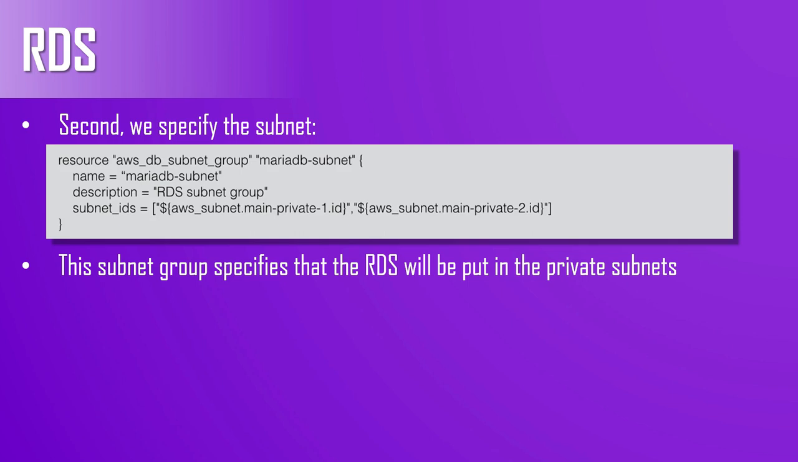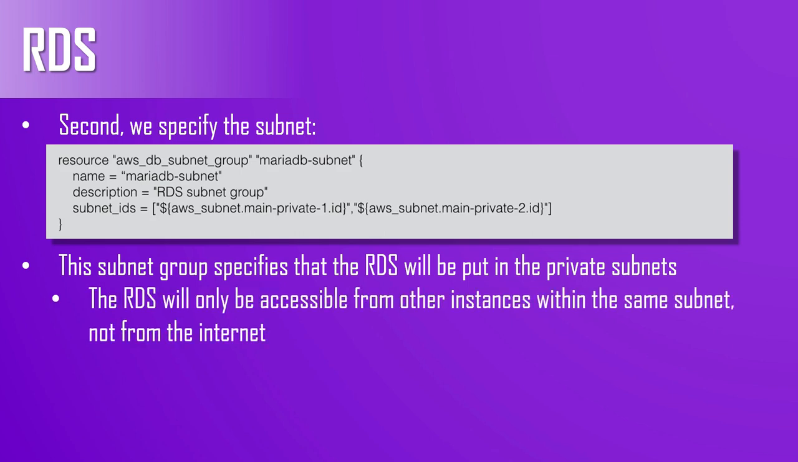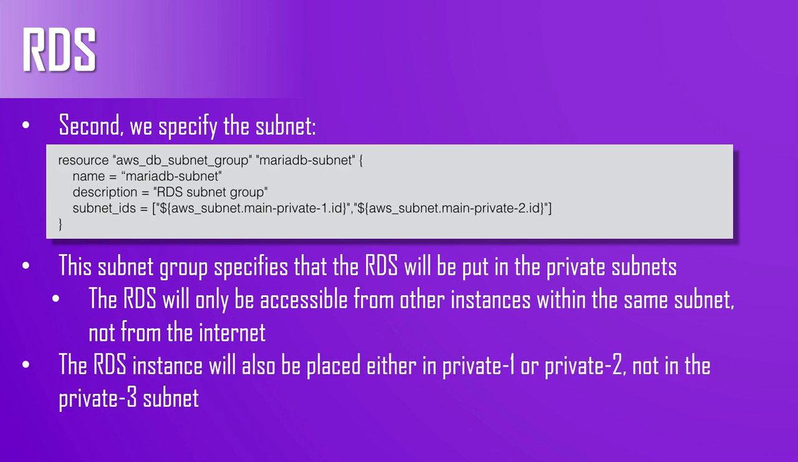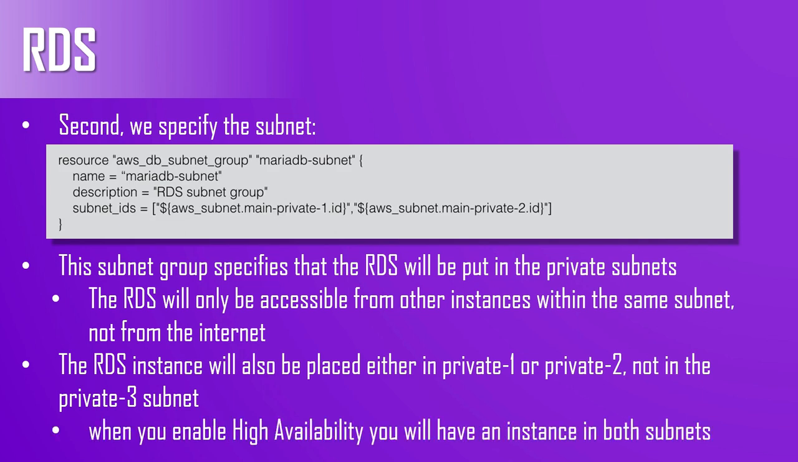When we launch an RDS instance, we can still choose which one we prefer. The RDS will only be accessible from other instances within the same VPC, not from the internet. If you want to make it accessible from the office or from your home, then you need to choose the public one, because only then it will get a public IP address. The RDS instance will also be placed either in private 1 or private 2, not in private 3. We didn't add private 3, so it will never be placed in private 3. Now when you enable high availability, you will have an instance in both subnets.